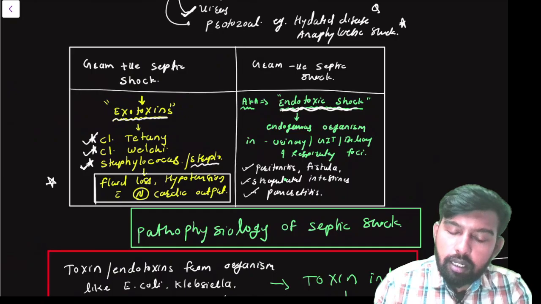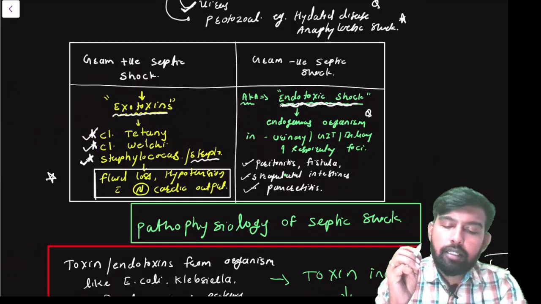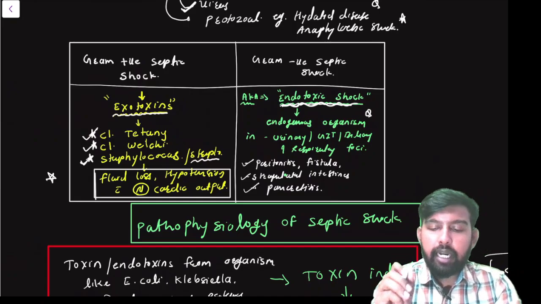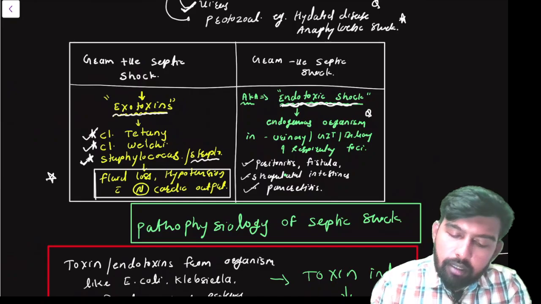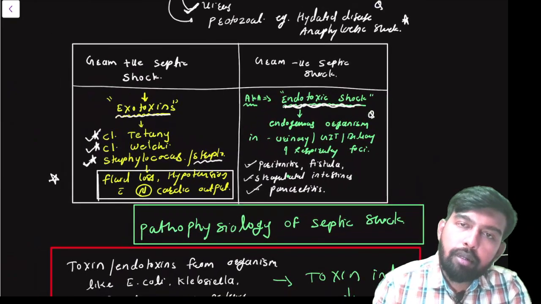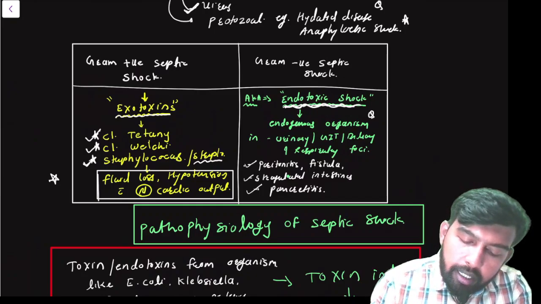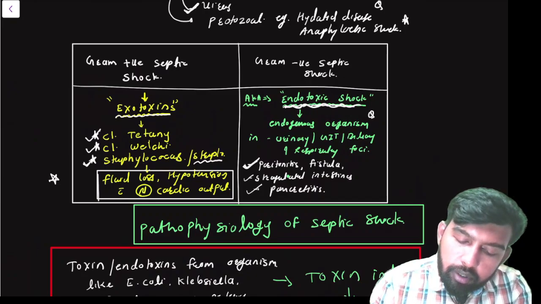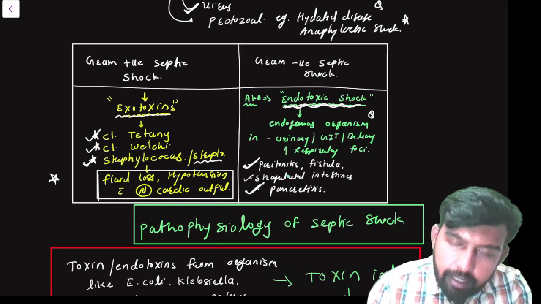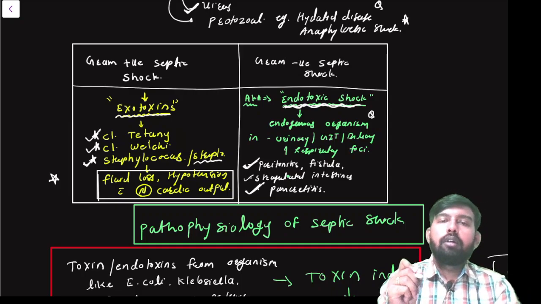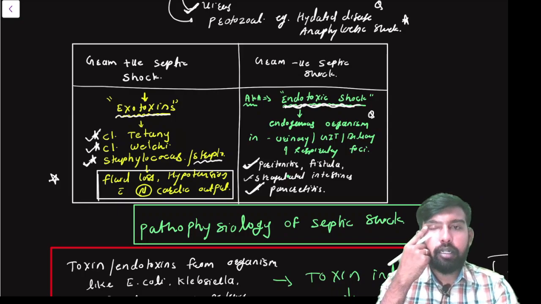shock. These are the endogenous organisms present in the body, that is in the urinary system, GIT, biliary tract or in the respiratory tract. Examples of endotoxic shock are due to peritonitis, enterocutaneous fistula or pancreatitis. So this is the classification of septic shock depending upon the type of organisms involved.